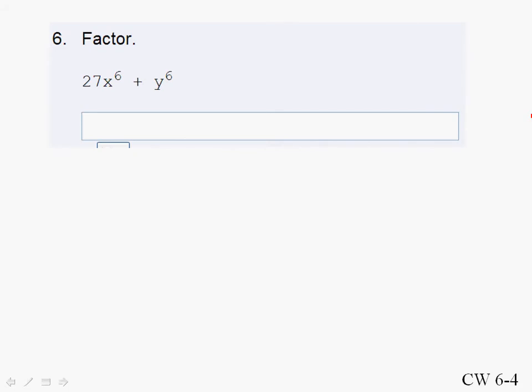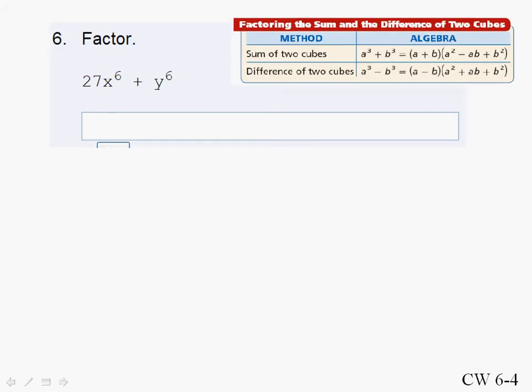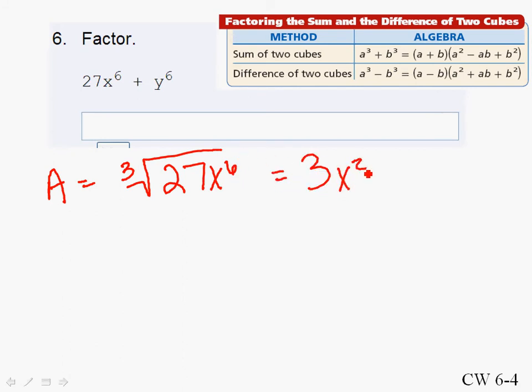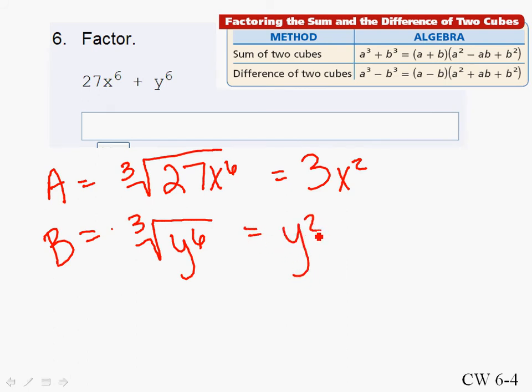If we were to factor 27x to the sixth plus y to the sixth, just reminded of our pattern. We identify a as the cube root of the first term, which is 27x to the sixth. That would give us 3x squared. B we can identify as the cube root of the second term, which is y to the sixth. That means that b equals y squared.